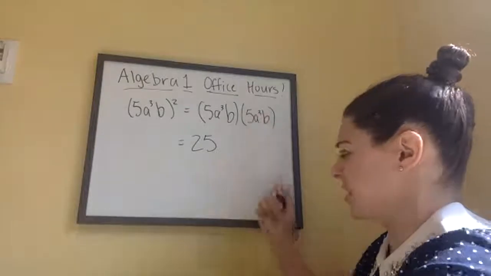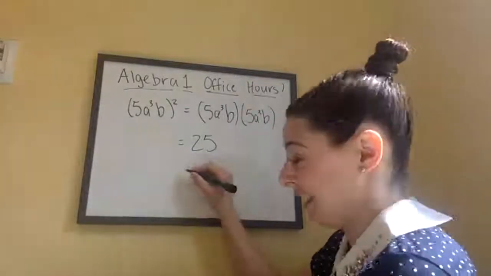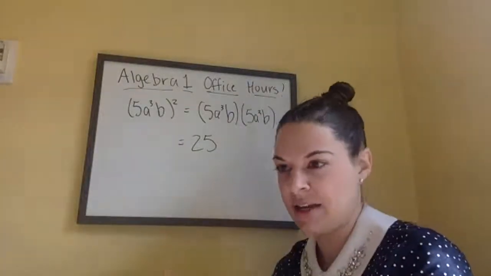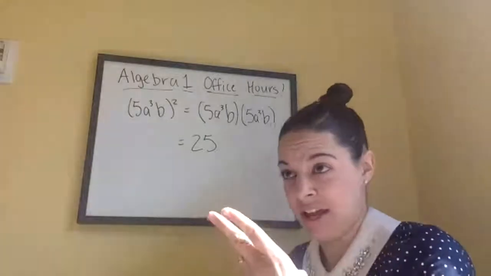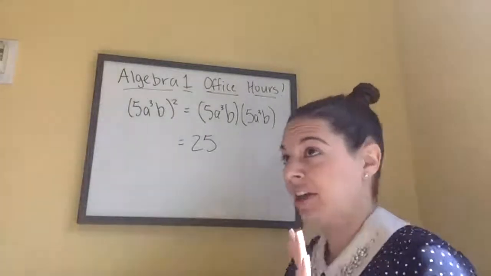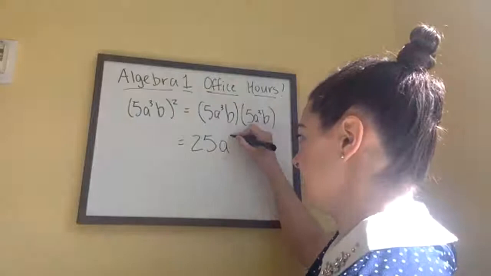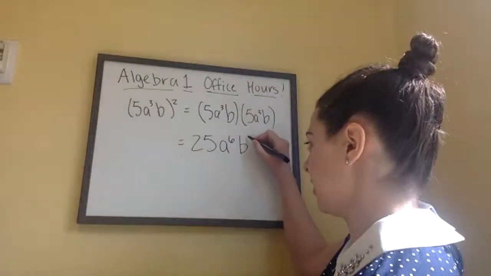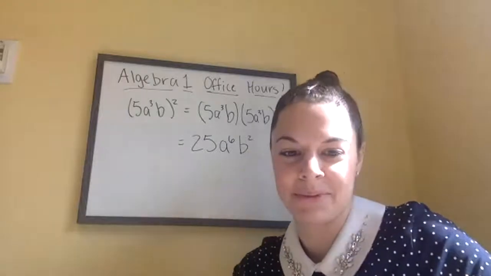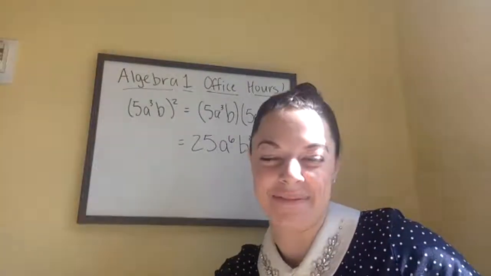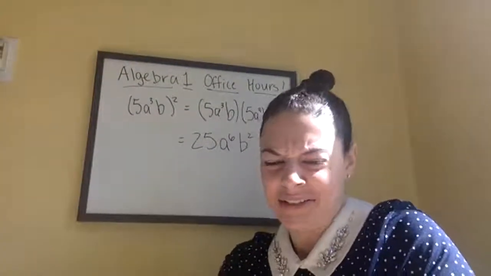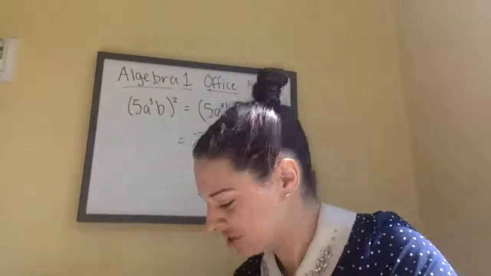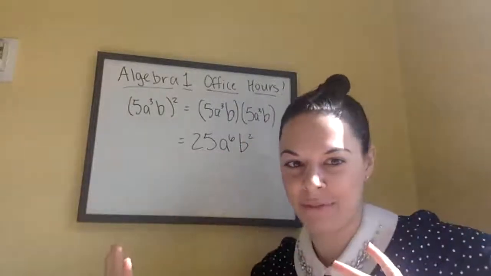A cubed times a cubed is like saying a times a times a times a times a times a. If we combine that all together, that's a to the 6th. And then b times b would be b squared. I saw some funky stuff on people's submissions, so please make sure that if you need to, you expand it out before you multiply.